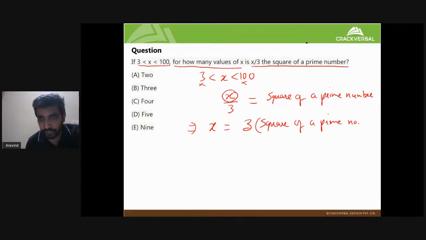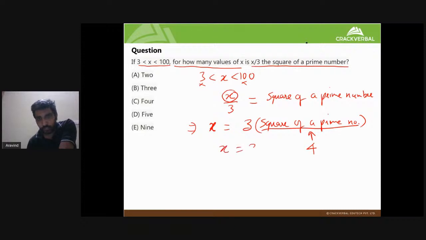Why is this a better strategy? Because you know the range for x. When you know the range for x, you're better placed to plug in values here. When you plug in values here, you will know the exact limit where you can stop plugging in values. So for example, if I plug in 4 here, 4 is the square of 2, 2 is a prime number, x is equal to 3 into 4, 12. So 12 is definitely possible. So we got one value.